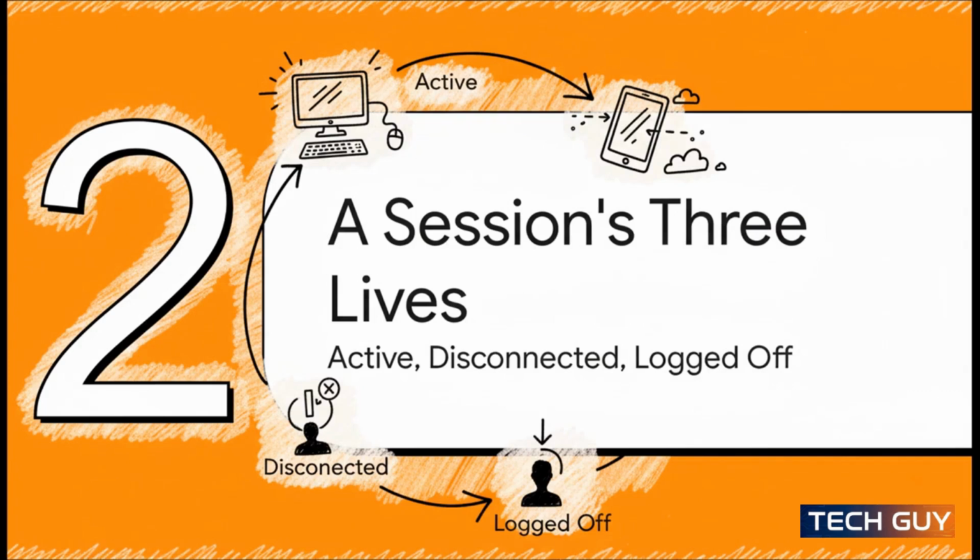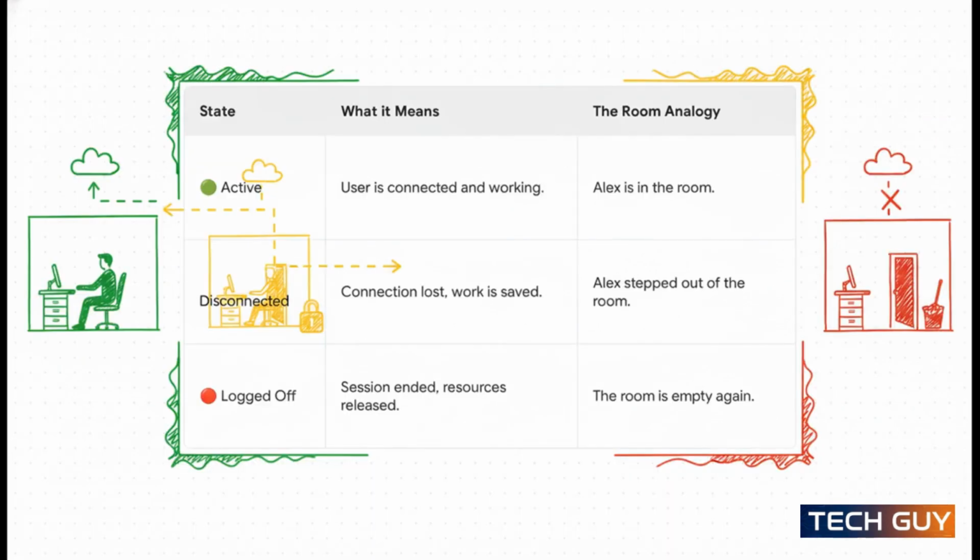Okay, so now we know what a session is. Let's talk about its life cycle, because it's not just on or off. A session actually has 3 totally distinct lives, or states: active, disconnected, and logged off. Understanding these is the next big piece of the puzzle. This chart breaks it down perfectly.